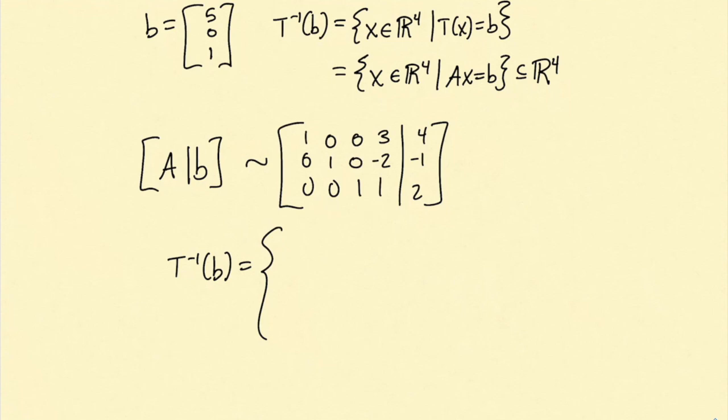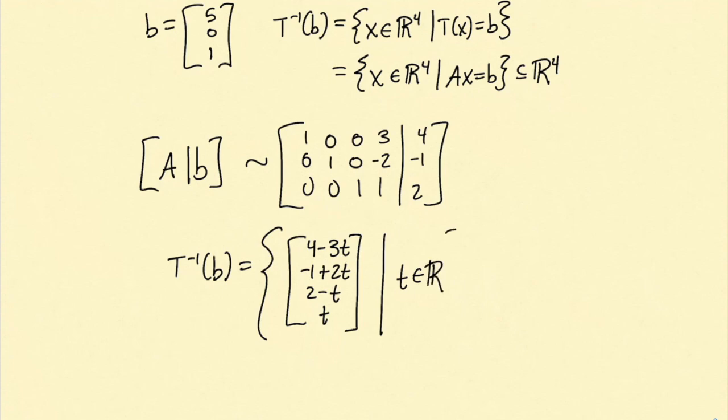The first line of our reduced row echelon form gives us the first coordinate of our vector. That's going to be 4 minus 3 times our parameter t. The second line gives us our second coordinate. That's -1 plus 2 times our parameter t. And our third line gives us the third coordinate, 2 minus our parameter t. Then we also include our fourth coordinate, which is our free coordinate. That's just the parameter t. So we can allow t to be any real number, which tells us that the preimage of our single vector b, in this case, is a line in 4-space.